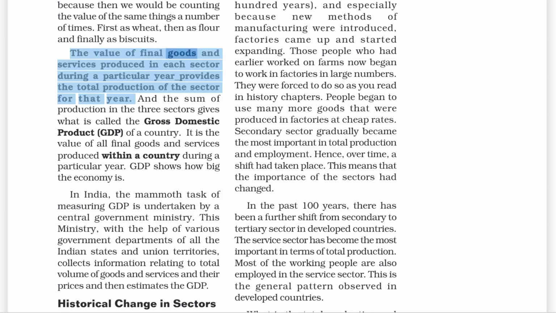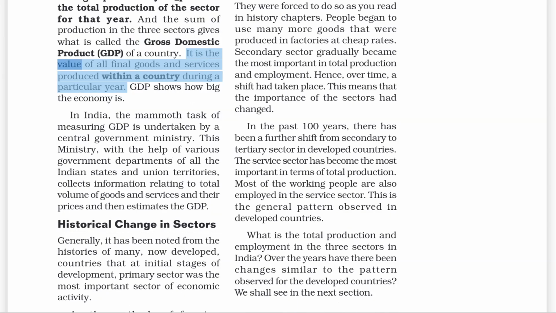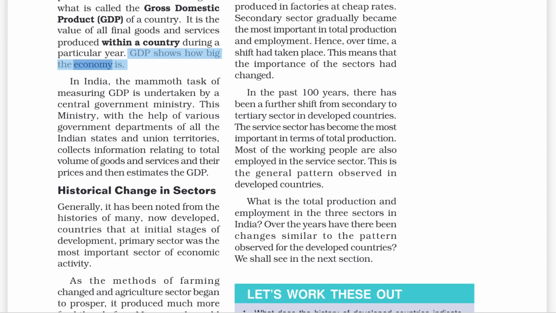The value of final goods and services produced in each sector during a particular year provides the total production of the sector for that year. And the sum of production in the three sectors gives what is called the gross domestic product, GDP, of a country. It is the value of all final goods and services produced within a country during a particular year. GDP shows how big the economy is.